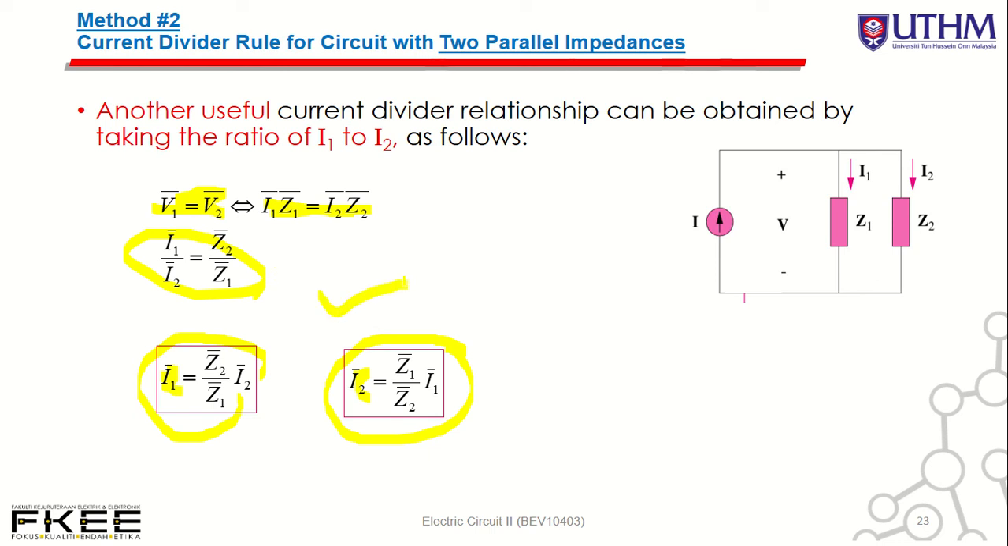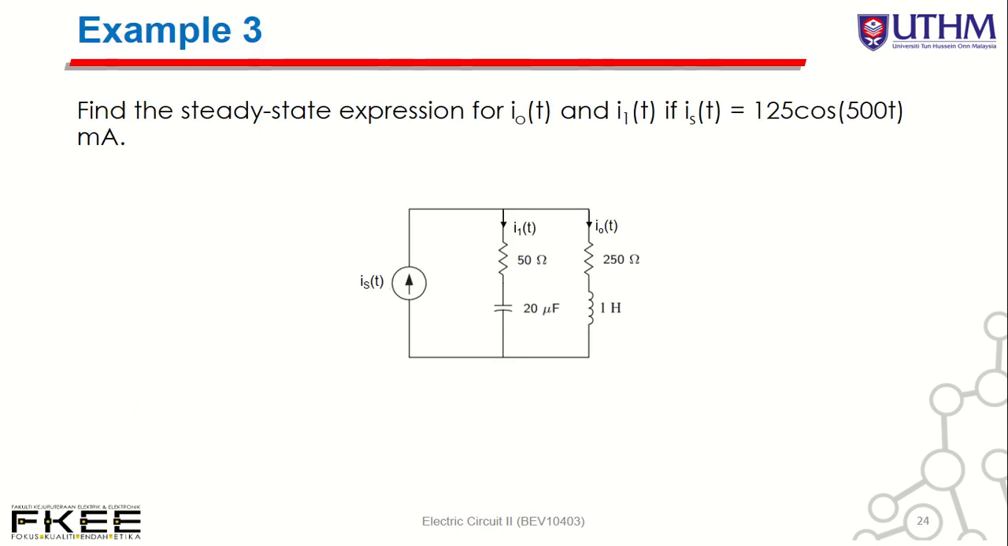Okay, so look at the example, how to use current divider for AC steady state analysis. Find the steady state expression for I naught, given IS equal to 125 cos omega t. Okay, this circuit actually is a time domain circuit.